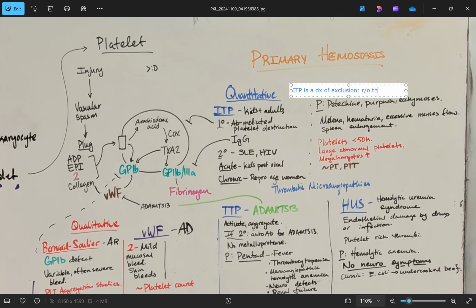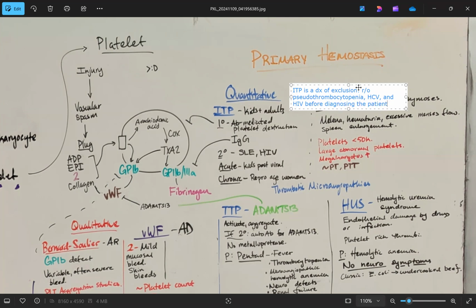There's also acute ITP and chronic. So acute can happen in children after a viral infection, whereas chronic occurs a lot in reproductive age women. That's all I have on that description. I don't know what else there is for that, unfortunately.